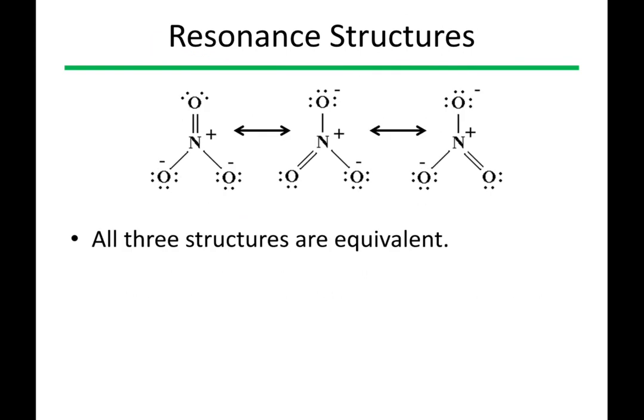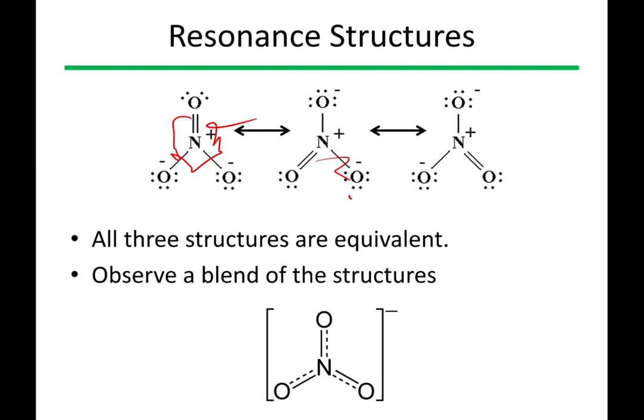So these are all equivalent, but we have to ask what this actually means. Does it mean that this double bond is skipping around all over the place in the actual NO3-? Not quite. Sometimes we'll write this as a structure like this, where we do dotted lines to show that some electrons are actually shared between all three of these oxygens and the nitrogen. So what we observe is actually a blend of these structures.